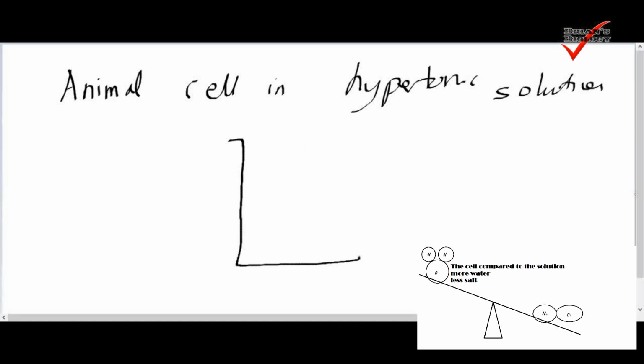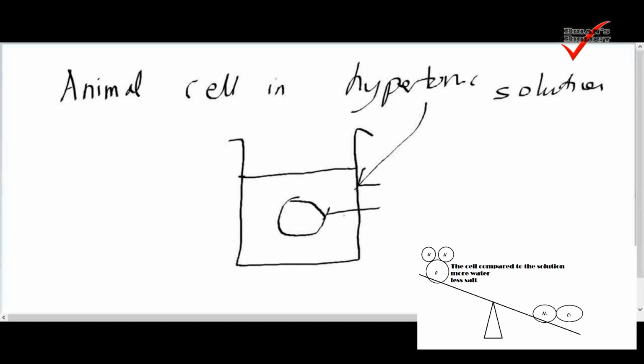Here we see an animal cell placed inside a solution that is hypertonic. Let's remember what that means. It means the surrounding solution has a higher concentration of salt, therefore a lower concentration of water than the cell. We know that osmosis is the movement or diffusion of water from a higher to a lower concentration, so that means the water is going to leave the cell, and the cell is going to shrink. So we describe the cell as being shriveled.